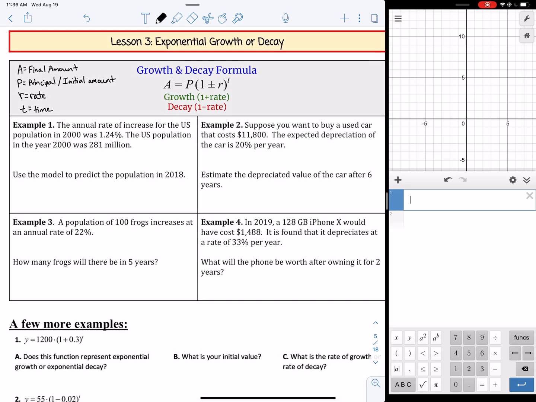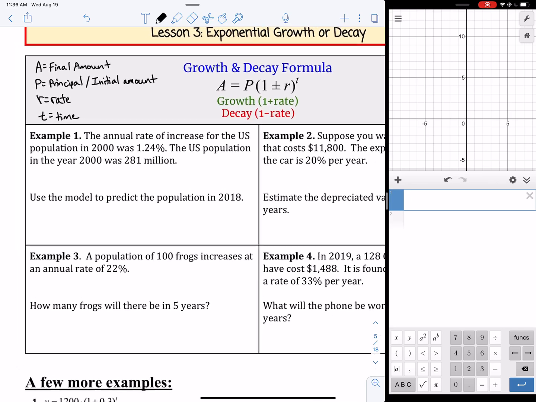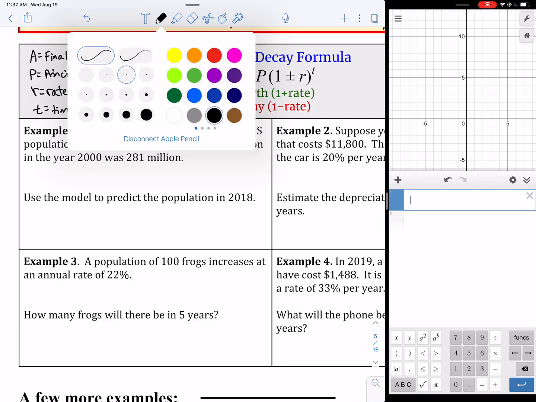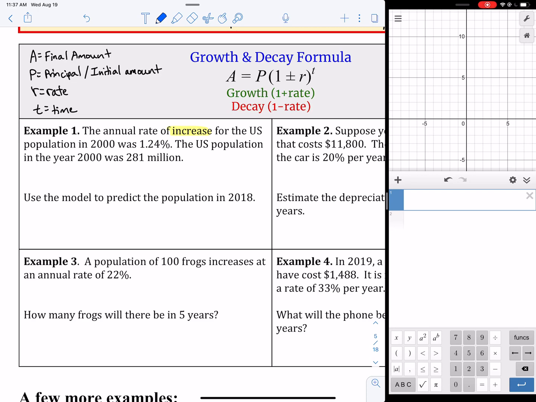So for example 1, it says the annual rate of increase for the U.S. population in 2000 was 1.24%. The U.S. population in the year 2000 was 281 million. Use the model to predict the population in 2018. So the key word here is increase. And so we know we're looking at a growth equation, a growth model for this U.S. population problem.